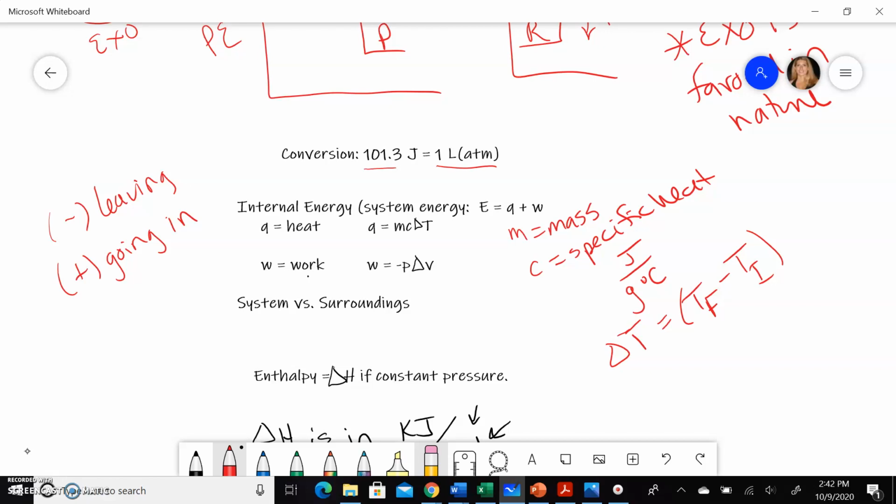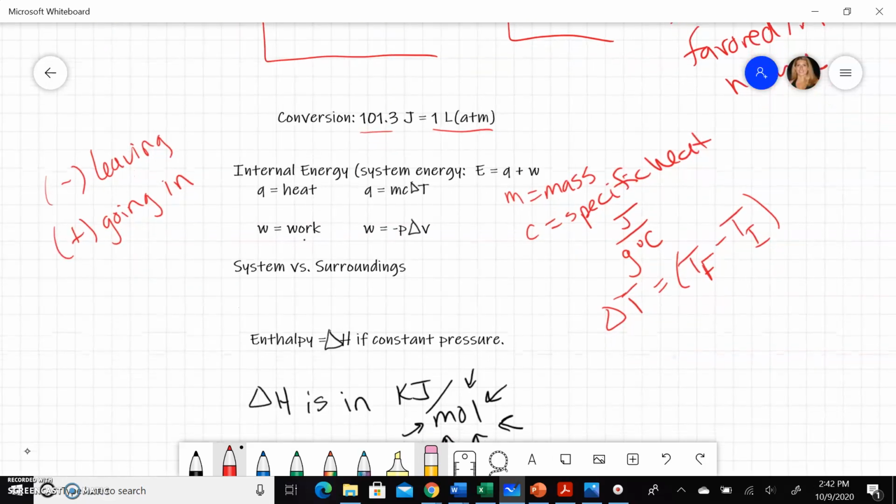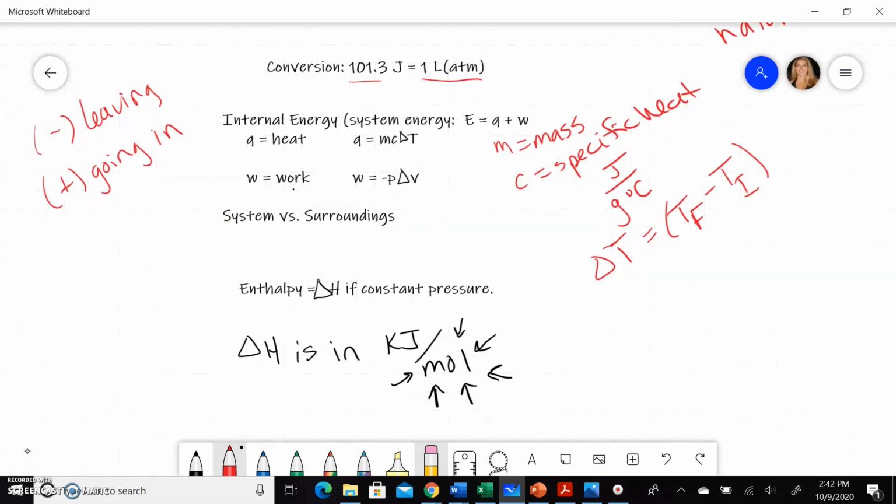And I actually just picture a balloon anytime I do this. If you are pushing on the balloon, then the surroundings are doing work on the balloon, and the volume would be getting smaller. If the balloon is pushing on the air, it's going to get bigger, so the volume gets bigger, and so it's like work is leaving the balloon. So depending on how the volume is changing, whether the balloon is getting bigger or smaller, that's going to affect the sign of the work. But again, negative work means that it's leaving, and positive work means that work is being done on the system.